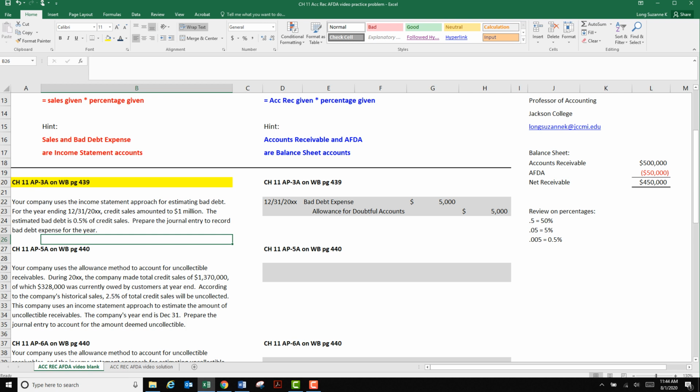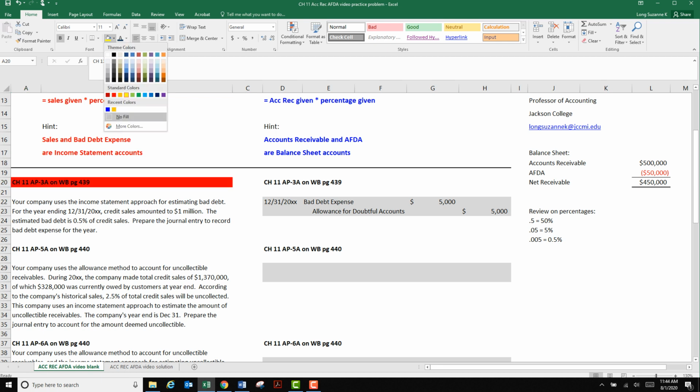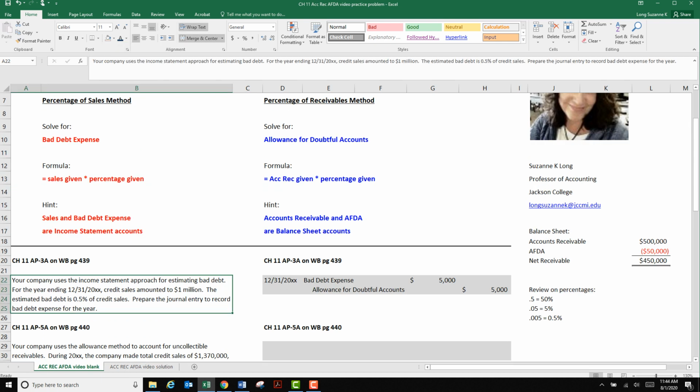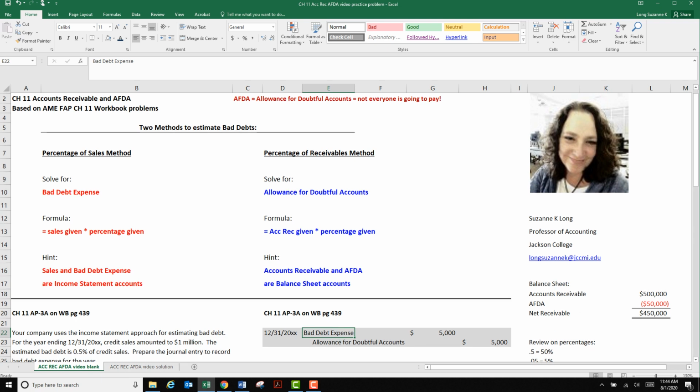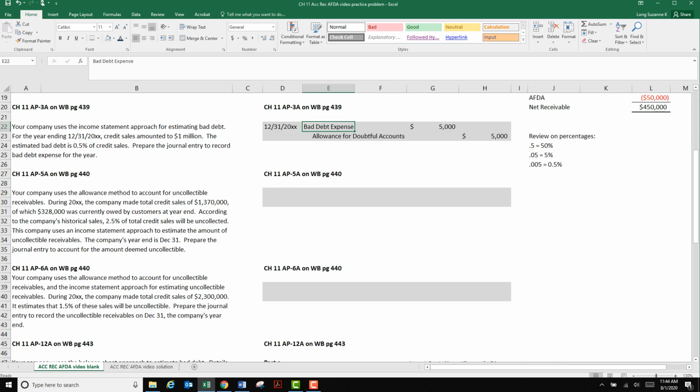Okay, that's it. We're done with this problem. All set, all done. Let's go on to the next one. So that was percentage of sales. Solve for bad debt expense. We did this calculation. That number is bad debt expense, and we're done. Okay, let's look at the next one.